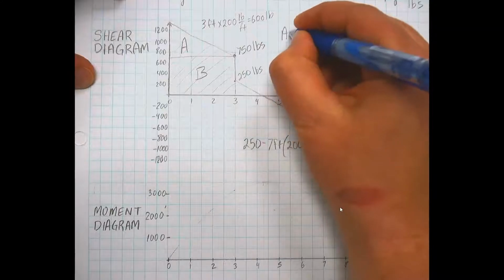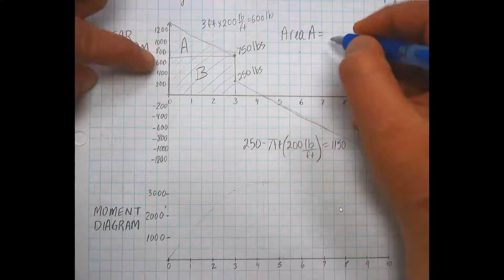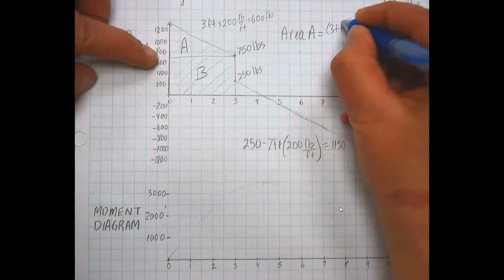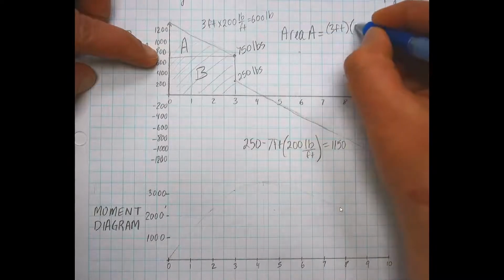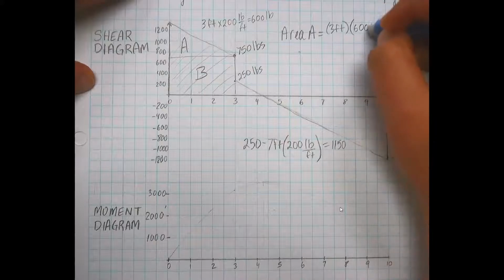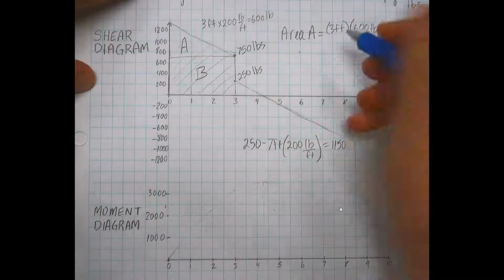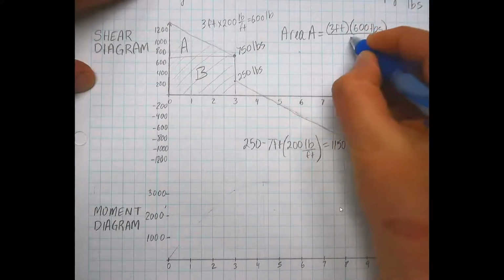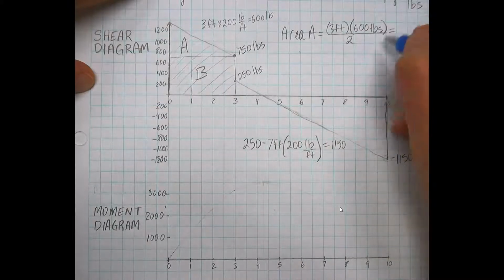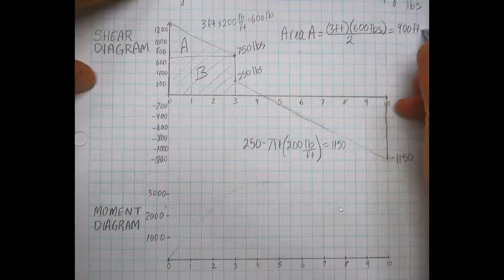So area A is just going to be this 600 foot drop. All right, we identified that as a 600-foot drop times the number of feet at the bottom, and then divided by 2 because it is a triangle. All right, area A equals 1/2 base times height. So our base is 3 feet. Our height is 600 pounds. And then divided by 2 because it's a triangle. And so that will equal 900 foot-pounds.